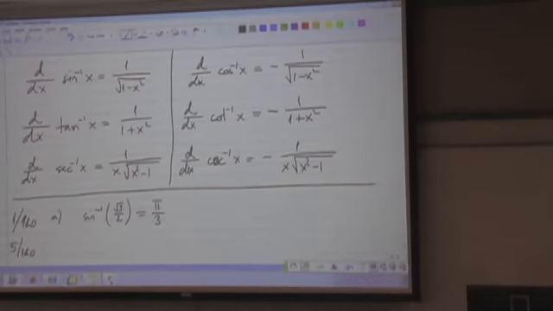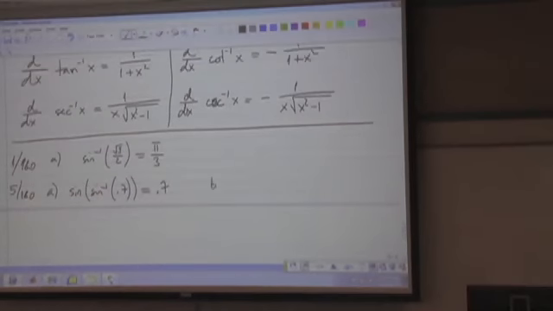Okay, how about part A? Sine of sine inverse of 0.7. 0.7? Why? Because sine undoes this inverse. Okay. How about part B? It says tangent inverse of tangent of 4 pi over 3.